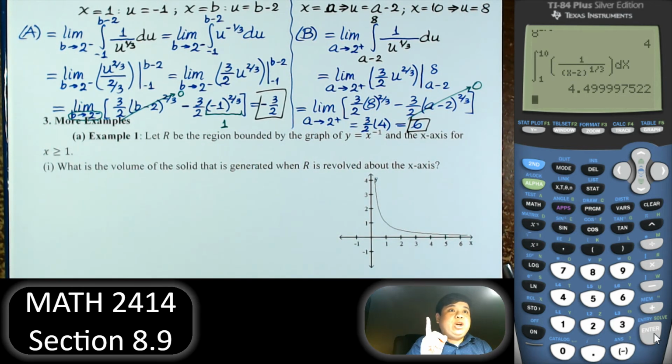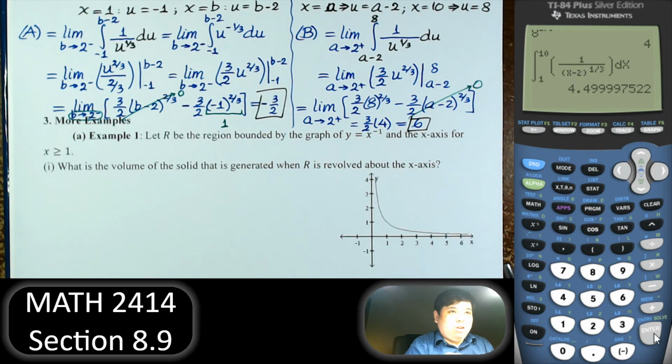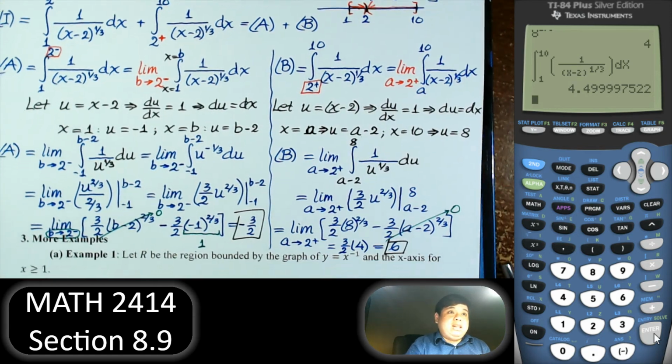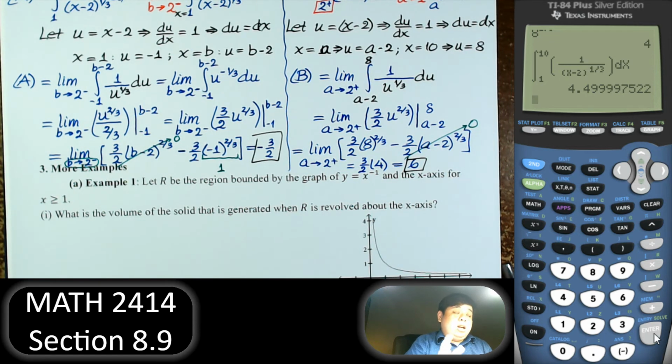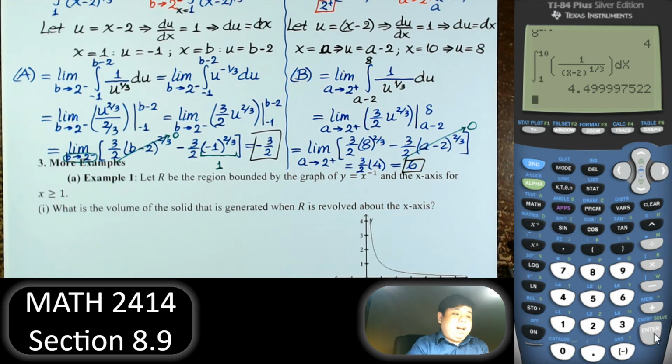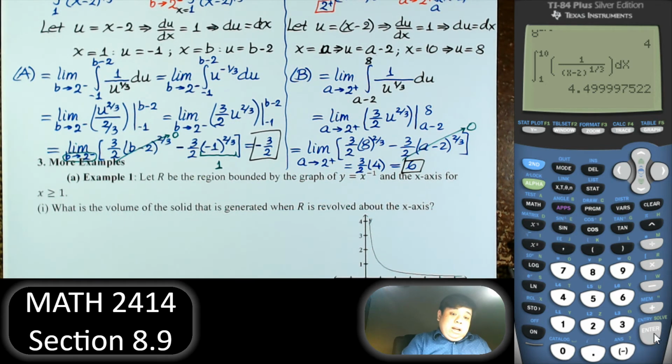Wow, that's actually very good. That is close to 4.5, which is 9/2. But like I said, improper integral is unpredictable, so do not rely on your calculator for that problem. Especially, as mentioned before, if x goes to infinity or negative infinity, the calculator doesn't really work at all. But yeah, that is not bad at all. But we cannot rely on this.